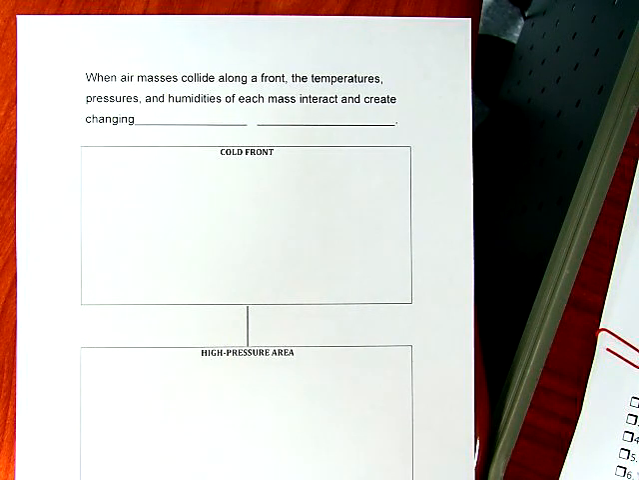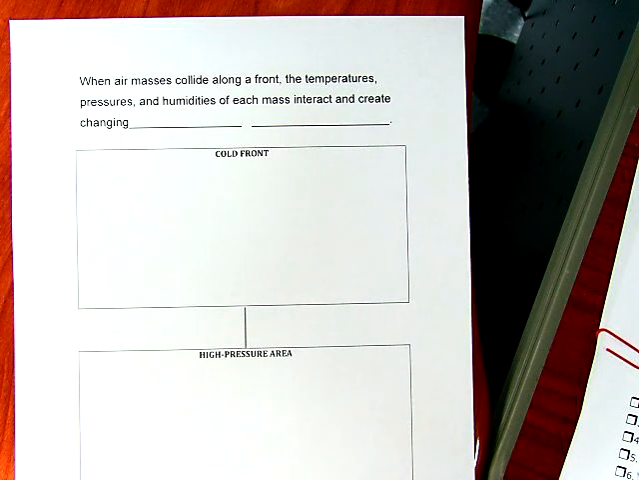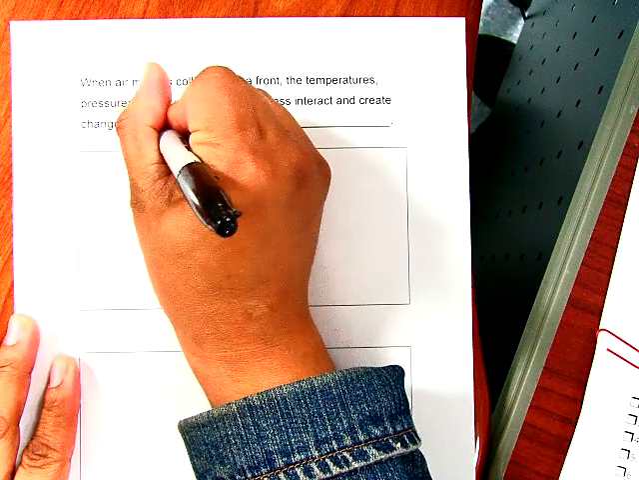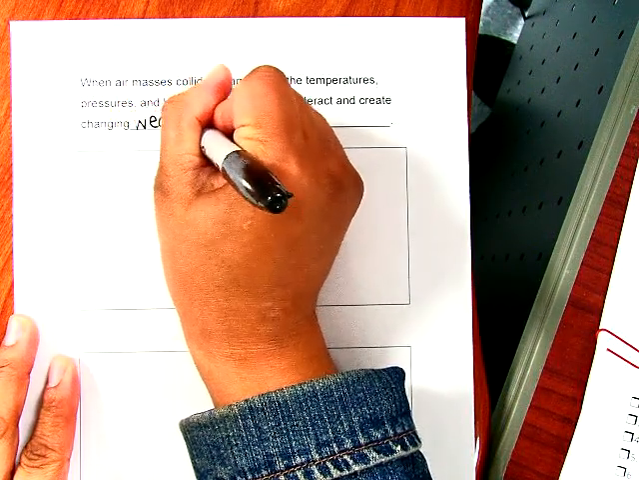Armel. Read it to us so that maybe when you're reading it, you'll be able to develop an answer. Air masses collide along the front, the temperatures, pressures, and humidities of each mass interact to create changing weather conditions. Very good. Way to use your context clues.